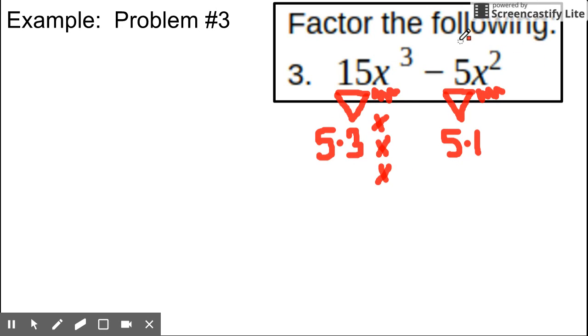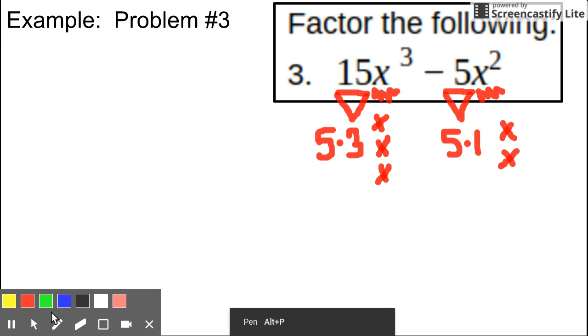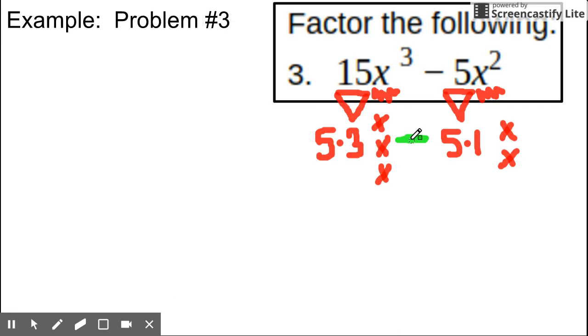How many X's are in this piece? Well, there's 2. X to the second power. So I'm going to draw them. 1, 2. Now I'm going to drop my minus sign just to remind myself that these two things are being separated by a minus sign.